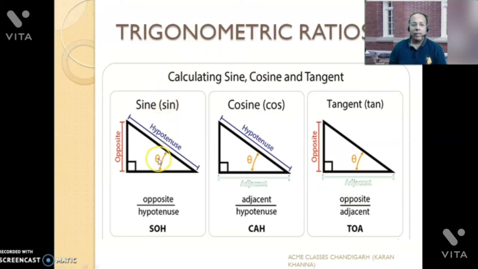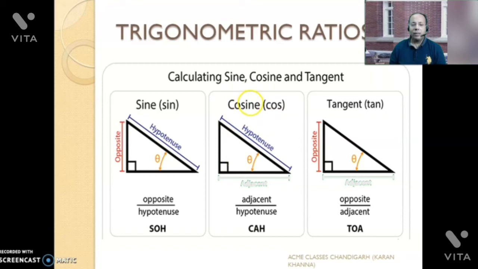So sine of angle theta is the ratio between opposite side and hypotenuse. So opposite side being the side opposite to the angle theta, and hypotenuse, there is only one hypotenuse in a right angle triangle, and there should be no doubts regarding that. CAH, C stands for cosine. So cosine of angle theta will be adjacent side upon hypotenuse.